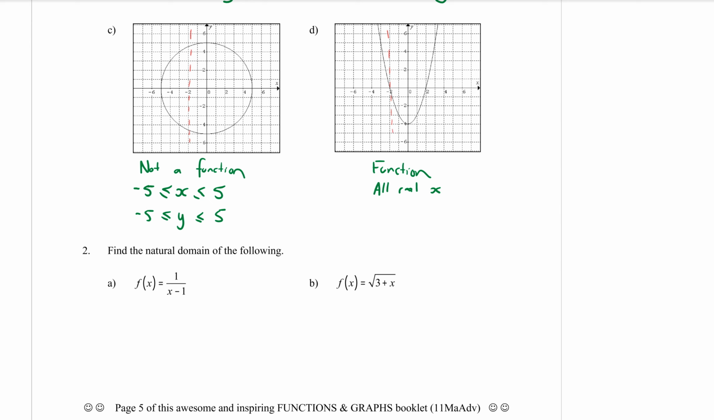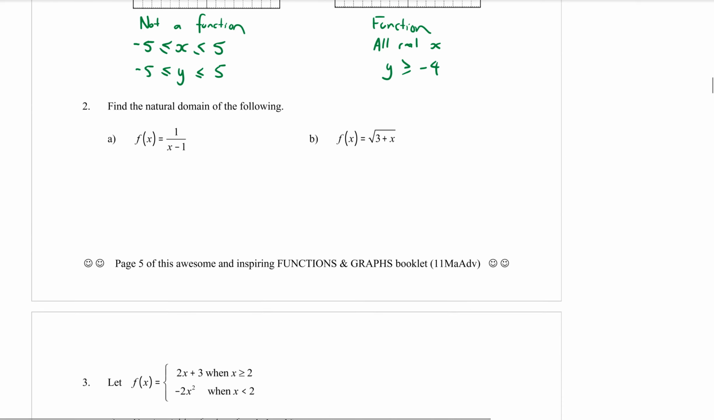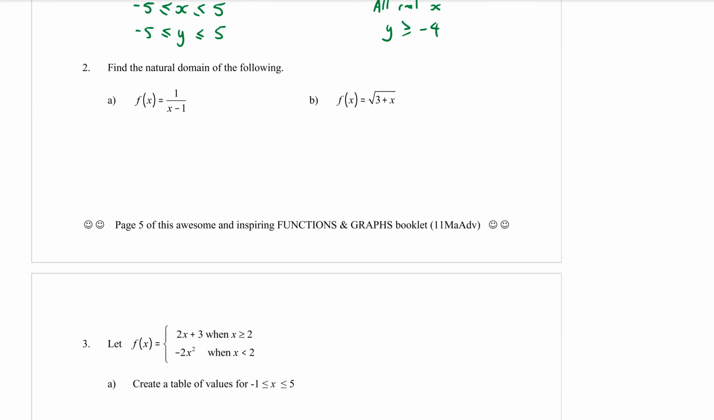We have this turning point, that's right, which means that my parabola is never going to exist below -4. So that means my y value must be greater than or equal to the -4. Good. All right. So we can identify functions and we can find domains and ranges from a graph. How about if we don't have a graph?